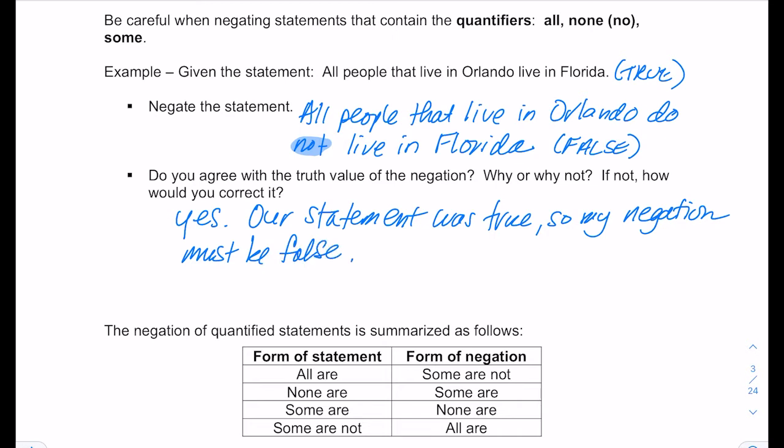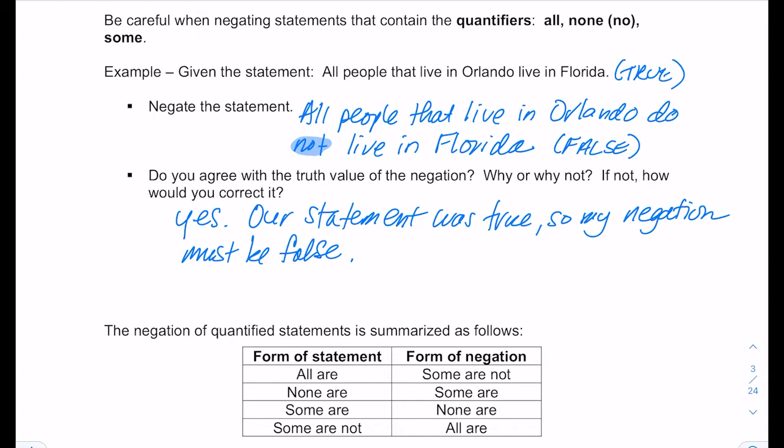There are other ways I could have negated that statement. In the table, I summarized some of the other ways you could negate quantifiers like all, none, or some. So if you have "all are," to negate it, you could say "some are not." So if I had changed my original statement, all people that live in Orlando live in Florida, and negated it to some people that live in Orlando do not live in Florida, that would also be a false statement, because anybody that lives in Orlando does live in Florida.